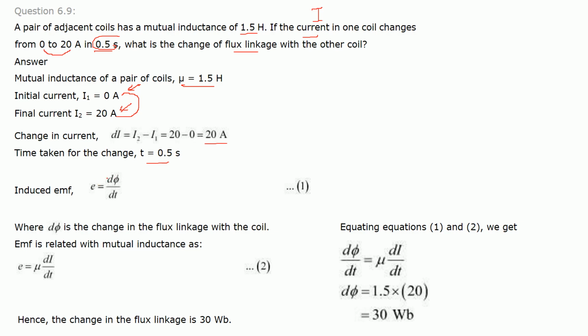So in this, EMF we know that E equal to d phi by dt. d phi is the change in the flux linkage with the coil. So we have a relation, EMF is related to the mutual inductance by E equal to mu dI by dt, right? We'll put E equal to d phi by dt here. So d phi by dt equal to mu dI by dt. So d phi will be equal to mu dI, dI is 20. Just multiply this mu 1.5 by 20, you get 30 Weber.